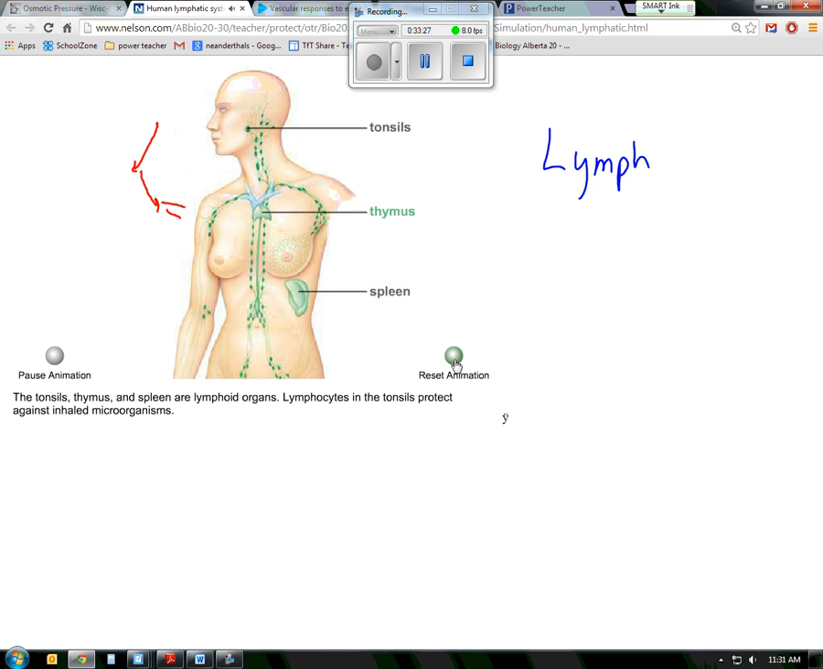The tonsils, thymus, and spleen are lymphoid organs. Lymphocytes in the tonsils protect against inhaled microorganisms. Immature T cells differentiate and acquire their unique receptors in the thymus. The spleen filters pathogens and used-up blood cells from the blood and is a major site of antibody production. Now let's check what you have learned.